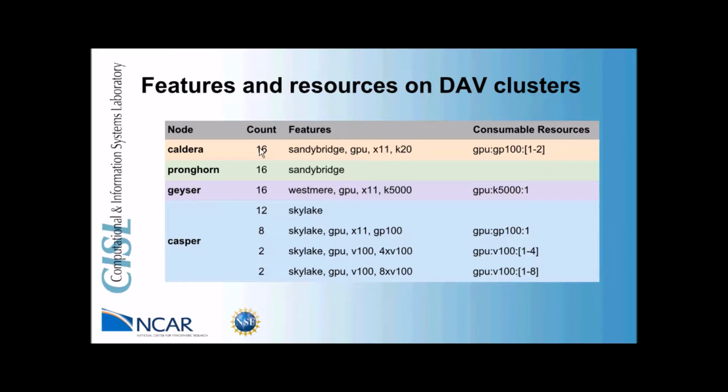So Caldera, we had 16, and Caldera and Pronghorn both use Sandy Bridge Intel chips. Geyser uses Westmere, and Casper uses Skylake chips. These are all feature constraints, and you can specify where you want to land based on the CPU architecture, for example. You could specify where you want your jobs to land with this GPU constraint, which will place you on any node with a GPU. We also have this X11 constraint, which logically places you on a node where you can run X11 applications.